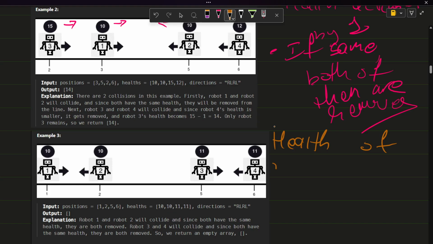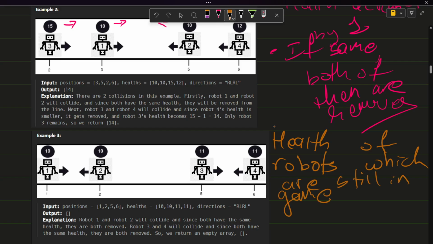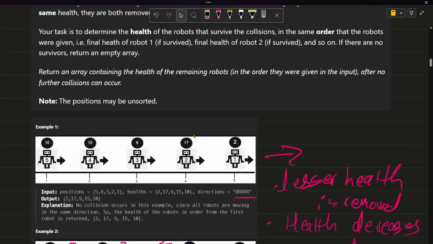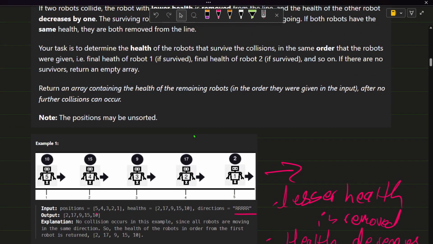of the robots which are alive, which means which are still in the game. And there is one twist: in the order they were given in the input.